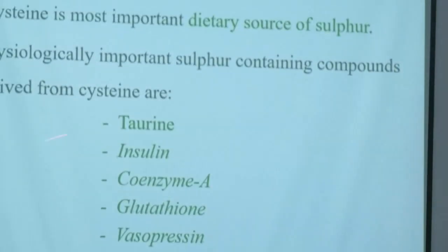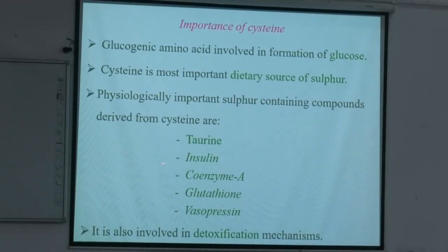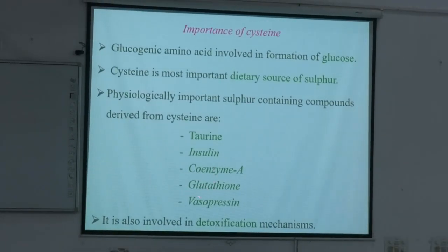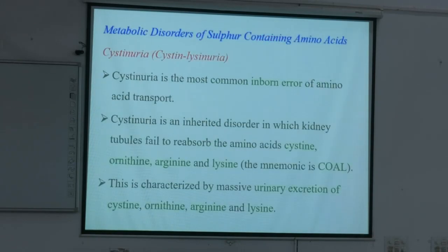These all are the products which are formed by cysteine: taurine, insulin, coenzyme A, glutathione and vasopressin. Glutathione acts as an antioxidant. That's why it directly participates in detoxification reactions. It can reduce the quantity of hydrogen peroxide. Glutathione is anti-aging, and it does the detoxification process. That's why it is involved in the detoxification mechanism. Okay, now.